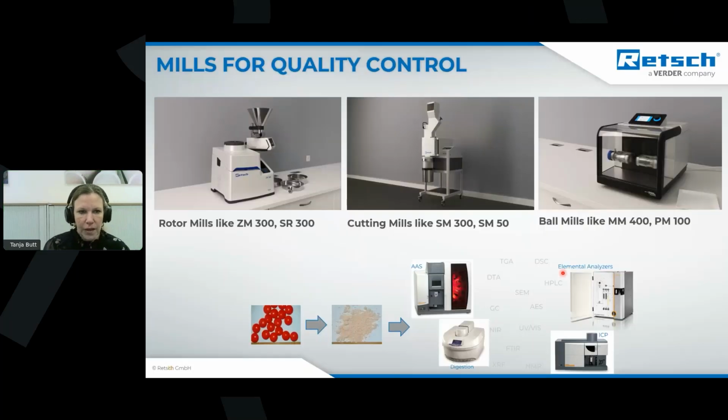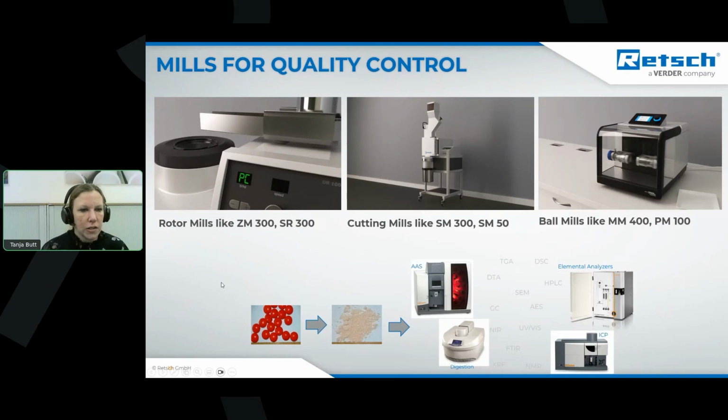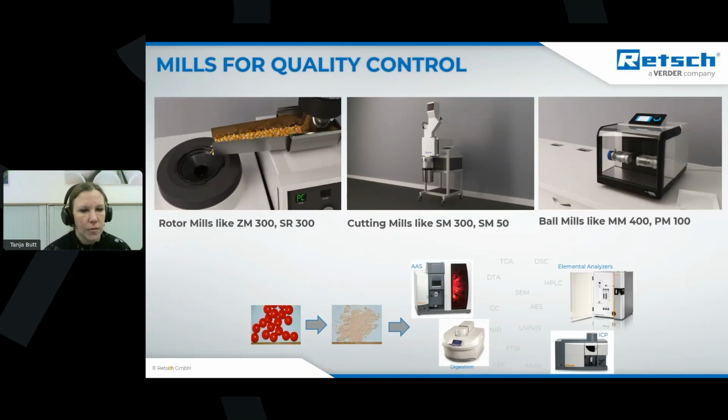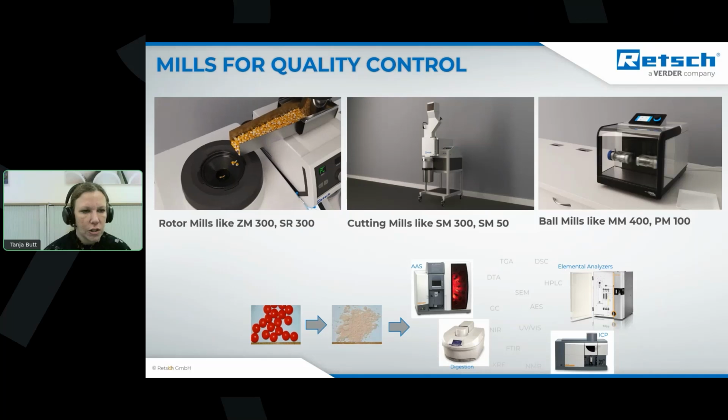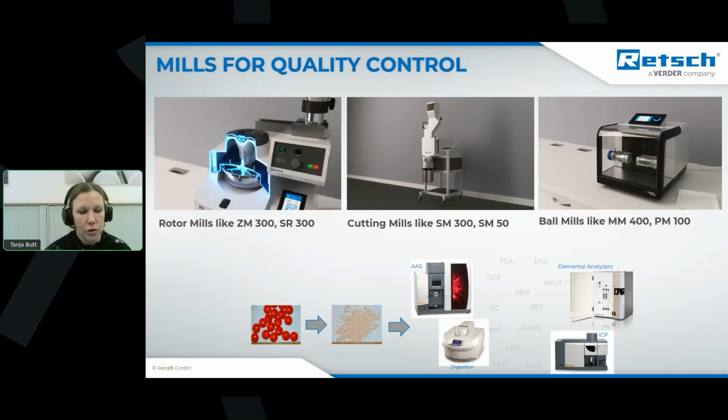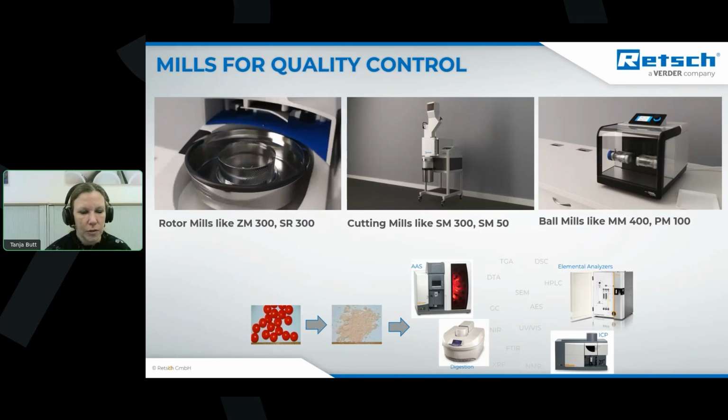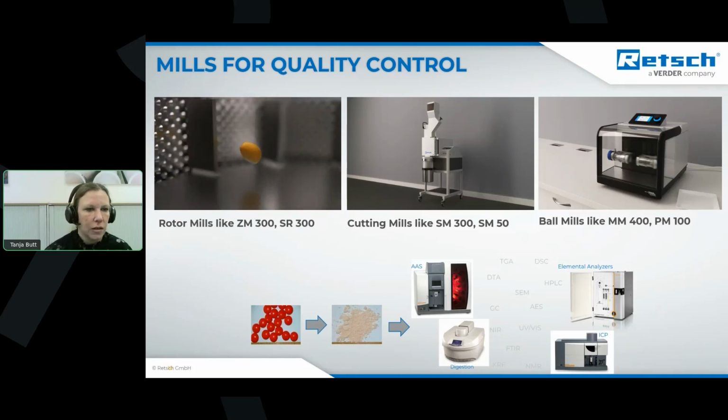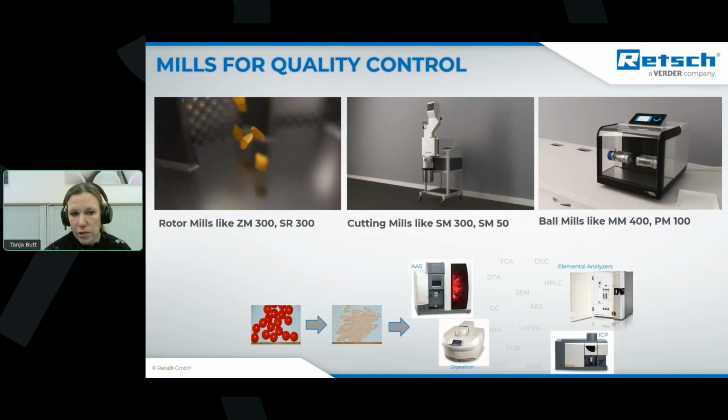Then I'd like to come to quality control aspects. And here I'd like to point out rotor mills like ZM 300 or SR 300, cutting mills, or ball mills like MM 400 or PM 100. And I need to switch off the laser pointer in order to get it started, I think. So here, ultracentrifugal mills, you can use the DR 100, which feeds the material into the machine. This is suitable not for stones, but for softer, medium hard materials like grain or lactose powders or plant materials.